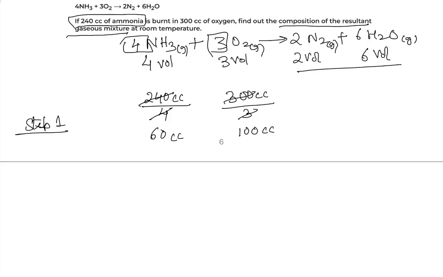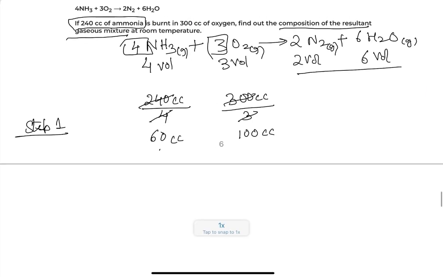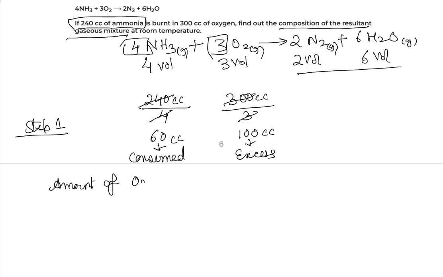Now whichever answer is less, that will be the reactant which is consumed, and whichever is more is present in excess quantity. So in my first step I concluded that ammonia is the one which is going to be used entirely. So there will be no ammonia left in the equation. Whatever will be left is the oxygen. So in the first part, I will find the amount of oxygen left over. So I will write down the amount of oxygen which is left unused.